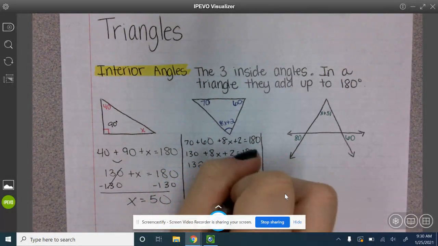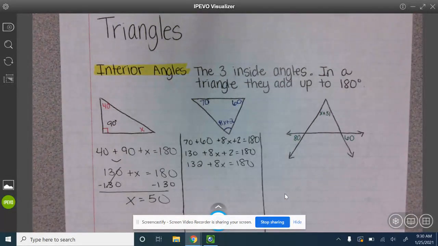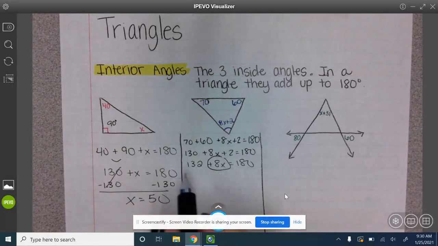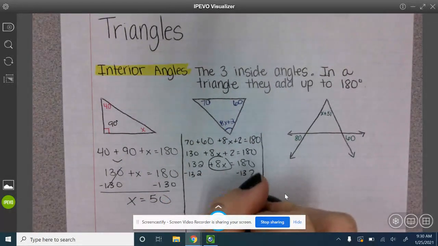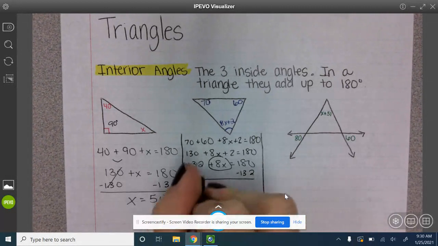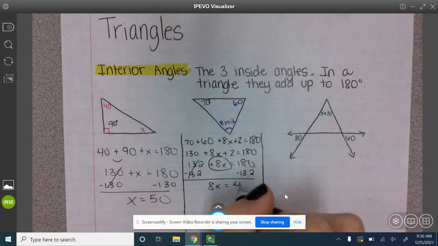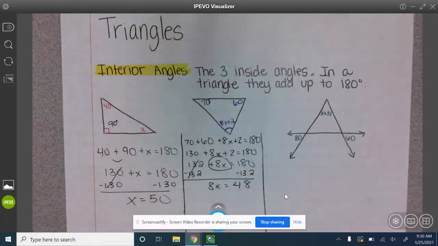Plus 8x equals 180. Now, this should look familiar to you. We're down to a two-step equation. How do you kick out positive 132? We're going to subtract 132 on both sides. And I'm left with 8x equals 48. We're not finished yet.